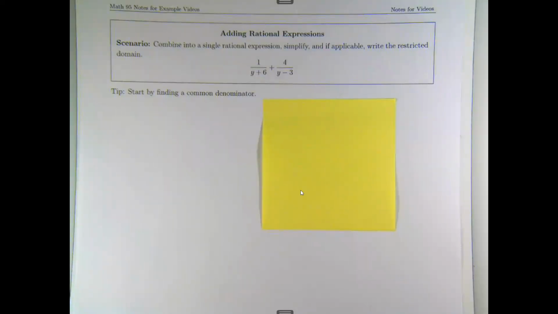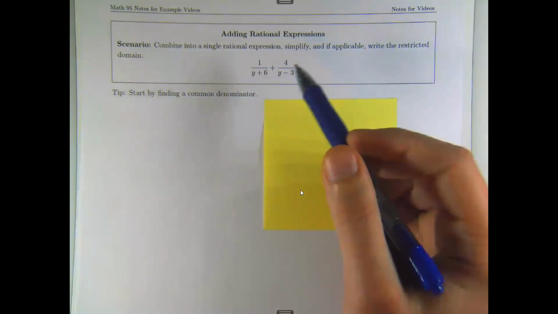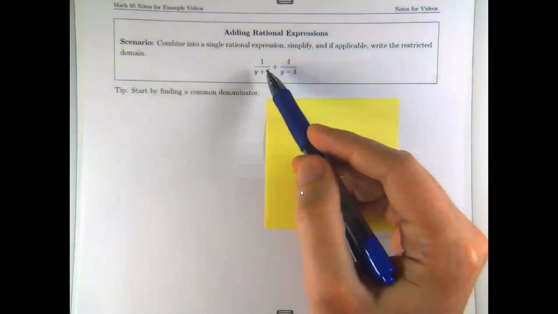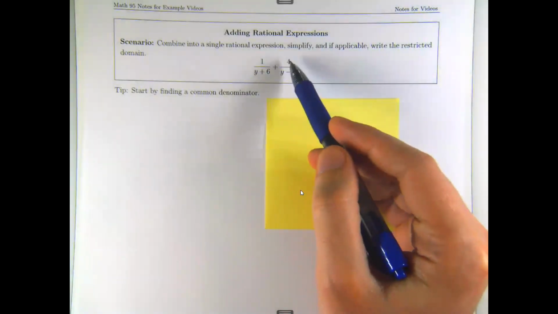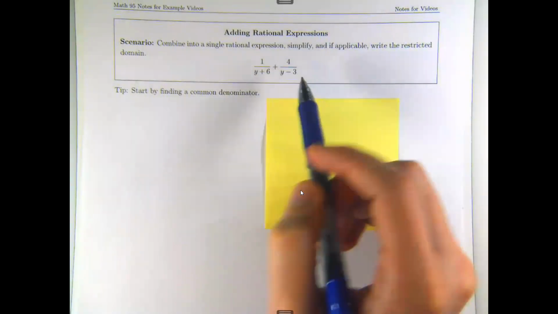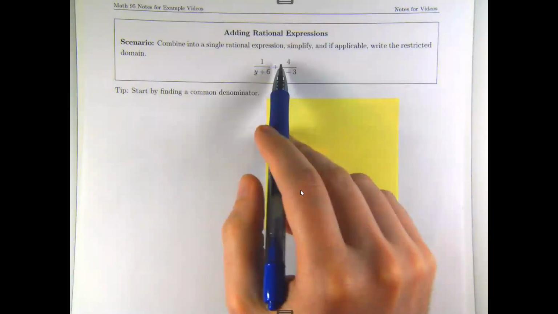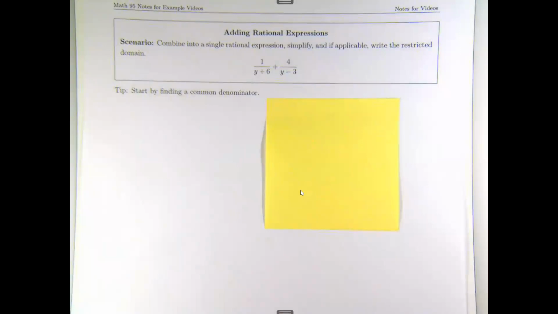Take a look at adding rational expressions. So I want to combine 1 over y plus 6 plus 4 over y minus 3. Now before I can add these things, they need to have a common denominator.